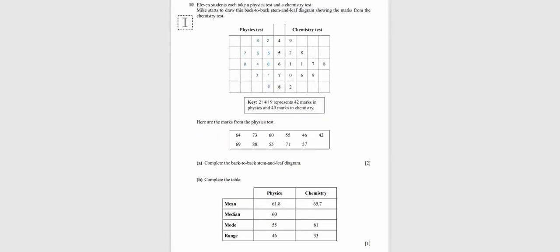So we have to fill the slot in here. If we check out the median for chemistry, to get the median, we have to know the total frequency. For chemistry it is 1, 2, 3, 4, 5, 6, 7, 8, 9, 10, 11. So the total frequency is 11. To get the median, it is 11 plus 1 over 2, so 12 over 2 is 6. Data number 6.